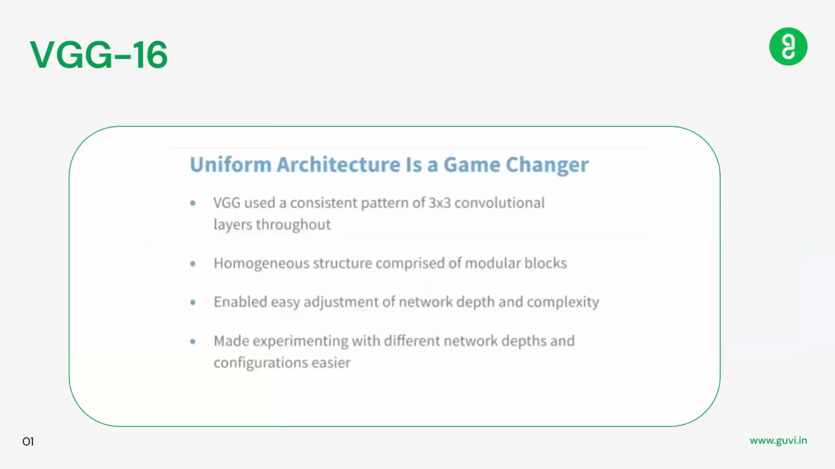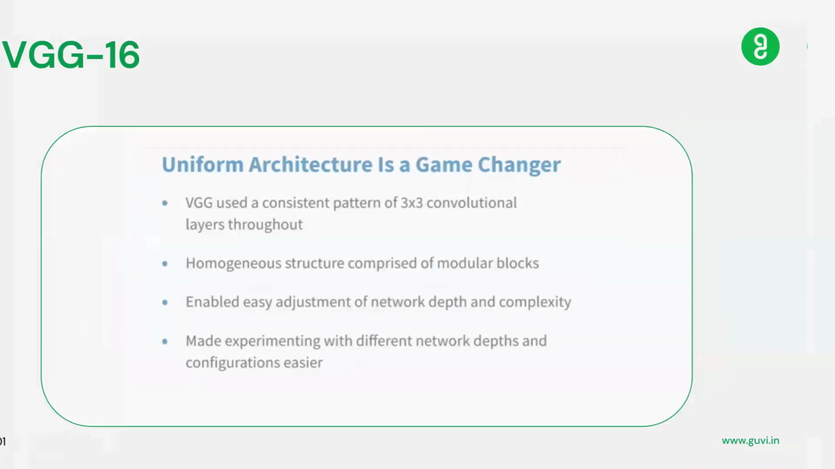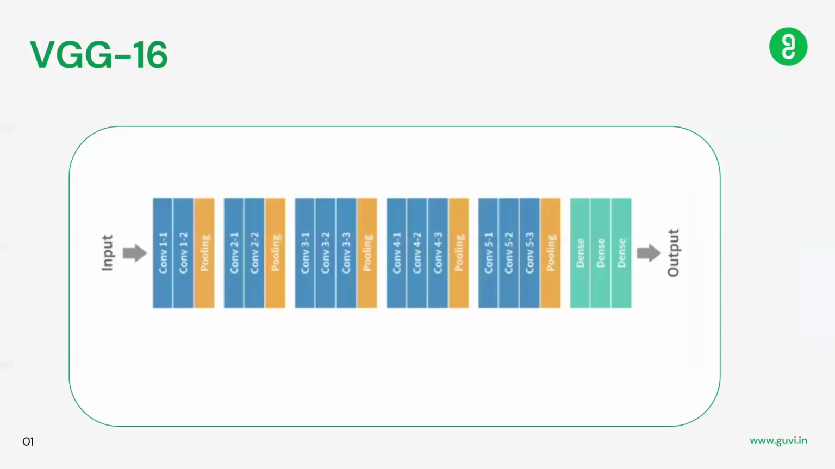Now, here is the uniform architecture, where we can see a breakdown of the VGG16 architecture layer by layer. First, we start with the input layer, as you can see in this image. It is similar to other architectures. The input layer receives the raw pixel values of the input image and provides them as a starting point for subsequent layers. This is followed by the convolutional layers.